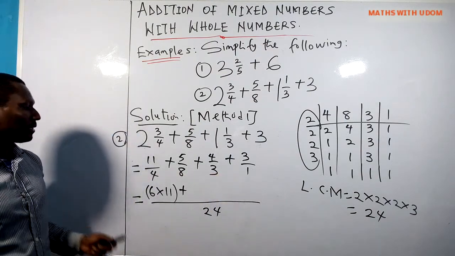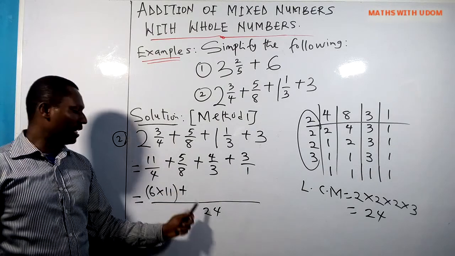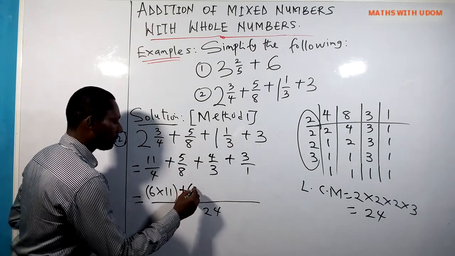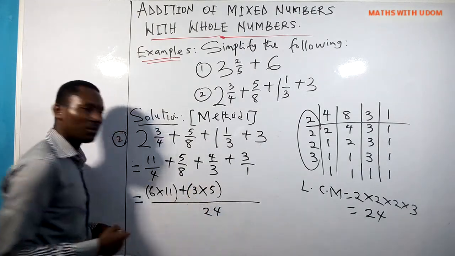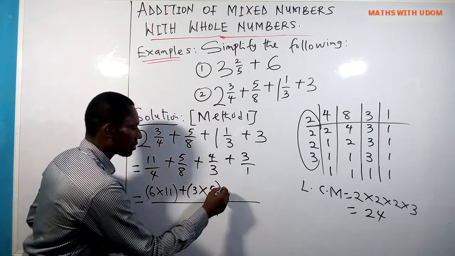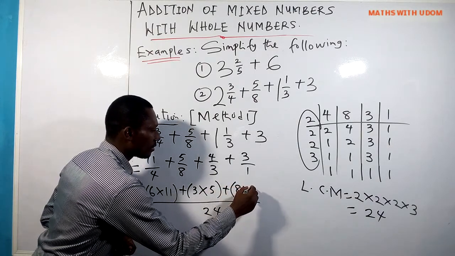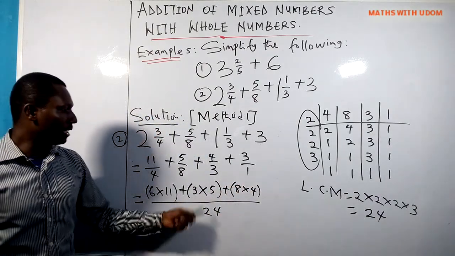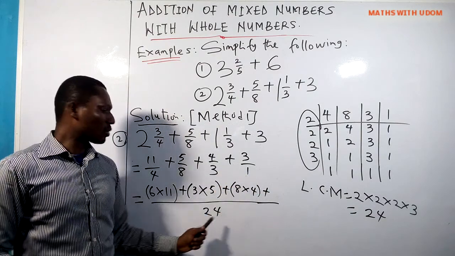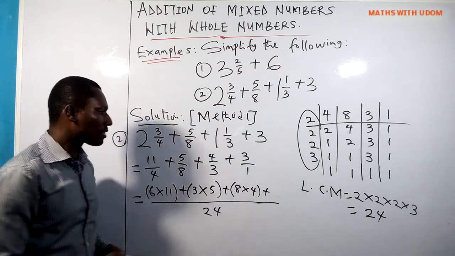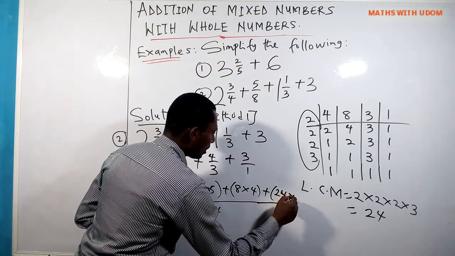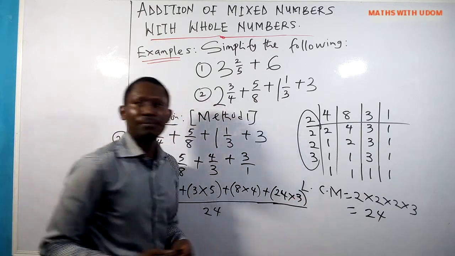Plus, plus, plus. Now, how many 8s can go in 24? 8 in 24 is 3. So we open a bracket again, 3 multiplied by our numerator 5. Now, how many 3 can go in 24? 8. So plus, open bracket, 8 times our numerator 4. And lastly, plus, how many 1 can go in 24? 24 multiplied by our numerator, so we open bracket, 24 multiplied by our numerator 3. So that is what we have.